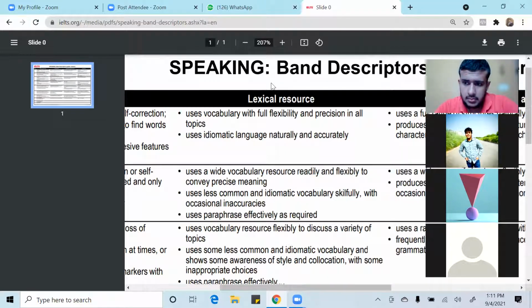Lexical resource means something related to vocabulary, right? So you should be having enough number of words. Not number of words, but your vocabulary should be good enough to convey your thoughts in an easy and understandable way. You should not be constrained by lack of vocabulary. You should not fall short of words.